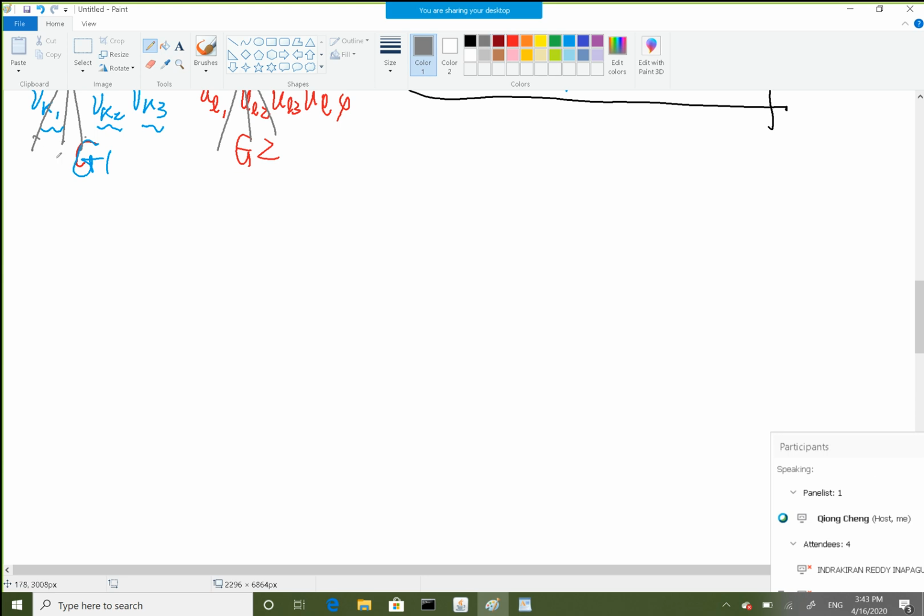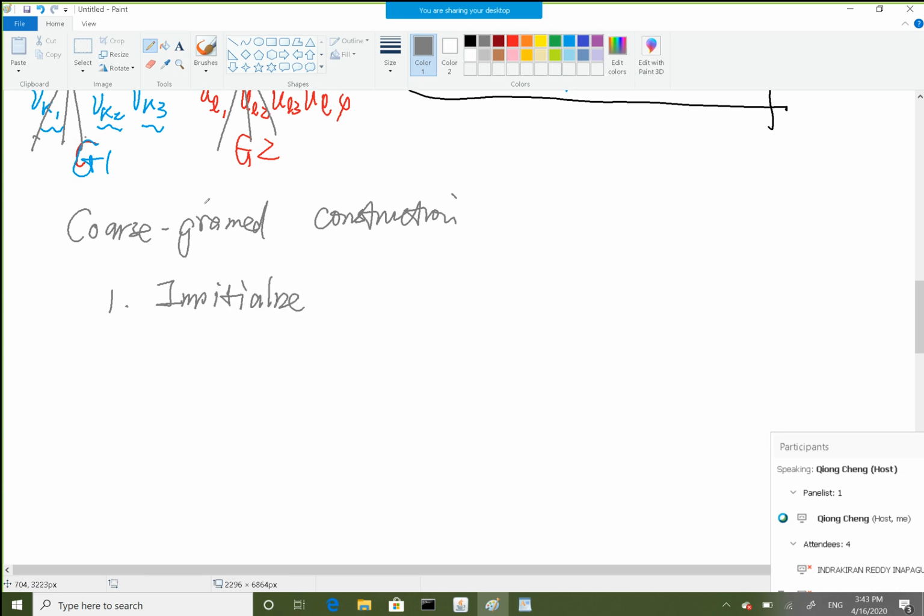Okay, so the coarse-grained construction. First step, to initialize P, VI, and UJ.